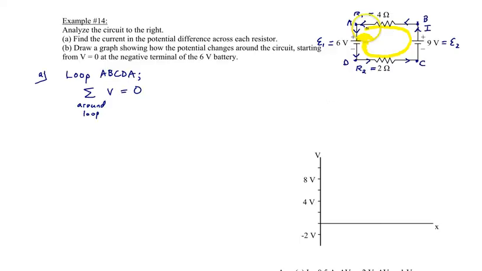Okay, so we're ready to apply that loop rule now to our circuit, and as we go around this loop A, B, C, D back to A, we will first traverse this 4 ohm resistor in the opposite direction of the current. I'm going to the right, but the current is flowing to the left. So that first term is going to be going up the waterfall, so that's positive I times R1.